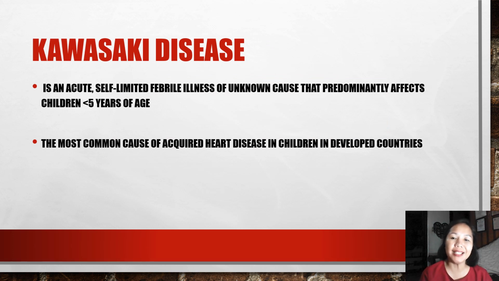Another name for Kawasaki disease is mucocutaneous lymph node syndrome. Kawasaki disease is an acute, self-limited febrile illness of a known cause that predominantly affects children less than 5 years of age. The most common cause of acquired heart disease in developing countries is rheumatic heart disease. But in developed countries, the most common acquired heart disease is Kawasaki disease. It is characterized by systemic inflammation in all medium-sized arteries and multiple organs and tissues during the acute febrile phase.